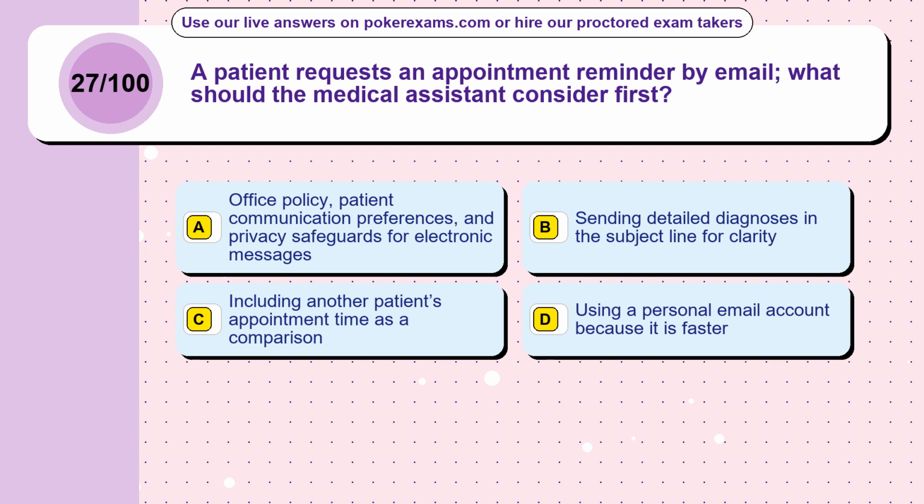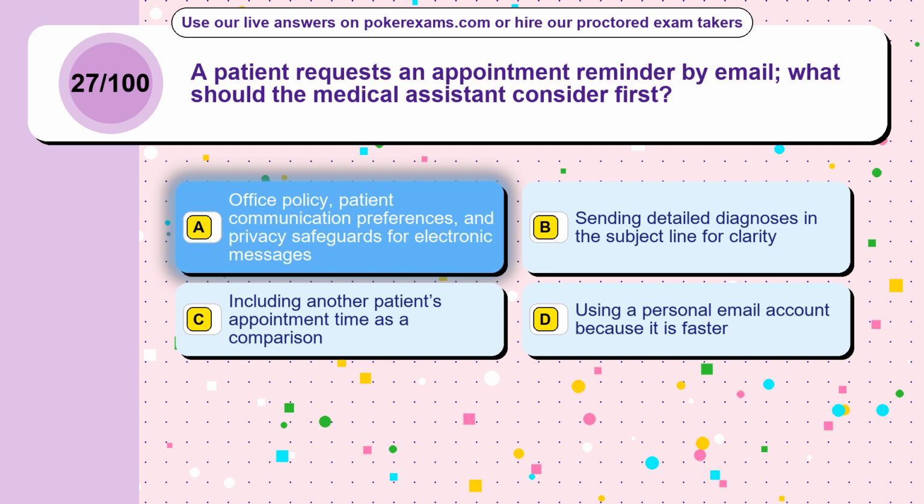Question 27. A patient requests an appointment reminder by email. What should the medical assistant consider first? Option A. Office policy, patient communication preferences, and privacy safeguards for electronic messages. Option B. Sending detailed diagnoses in the subject line for clarity. Option C. Including another patient's appointment time as a comparison. Option D. Using a personal email account because it is faster.